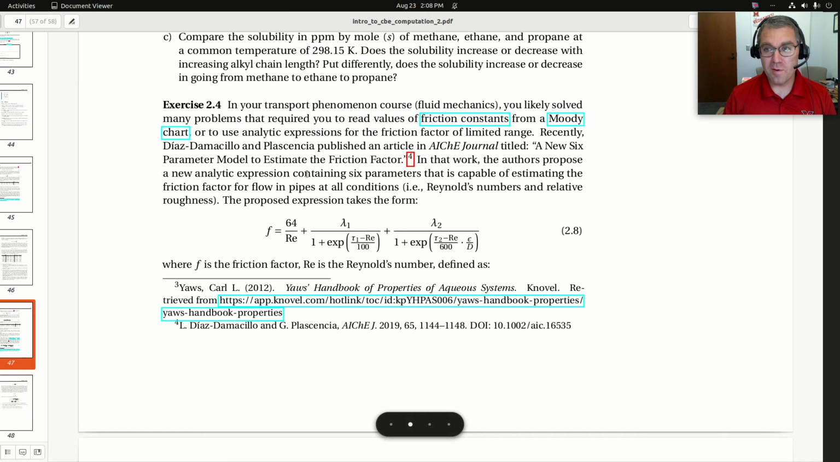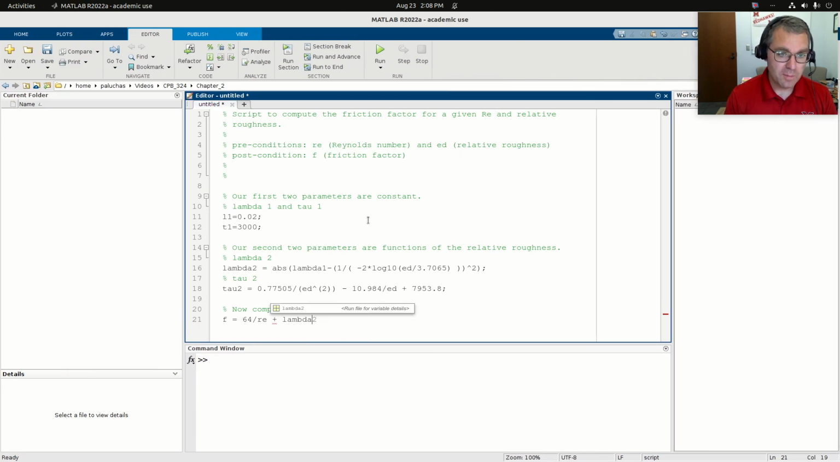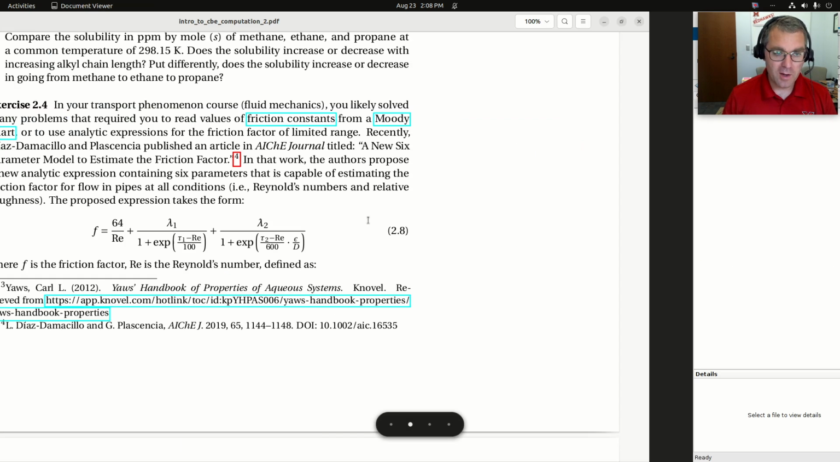That's just a habit of mine: when I have a scalar variable, I tend to use lowercase. I tend to reserve uppercase for vectors, which will come later. Okay, so my second term is lambda 1 divided by, and I'm going to put the denominator in parentheses.